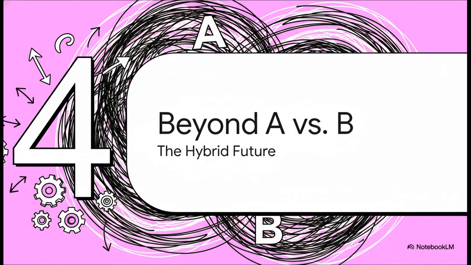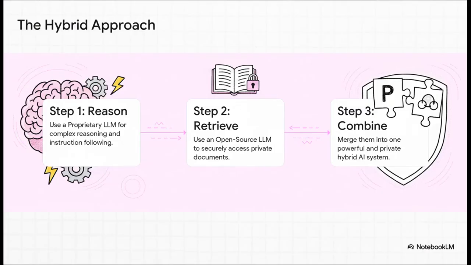But hold on, what if the choice isn't just A or B? What if this isn't a competition at all? The most sophisticated and frankly powerful approach that's emerging today is actually a combination of both of these worlds. This is how you really get the best of both worlds.